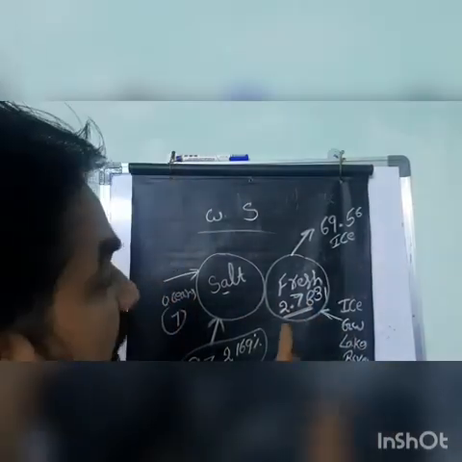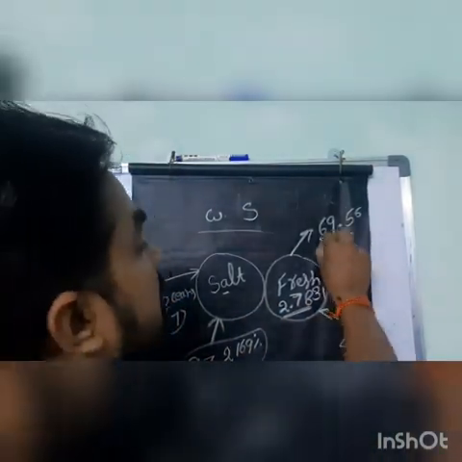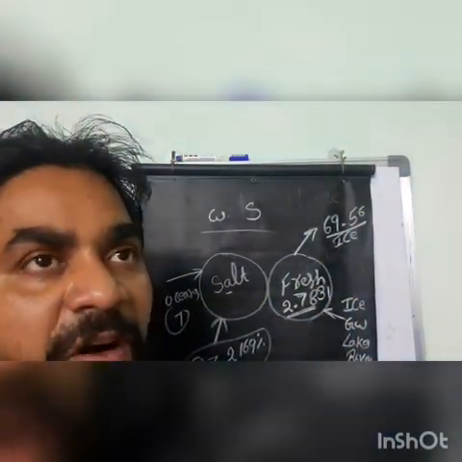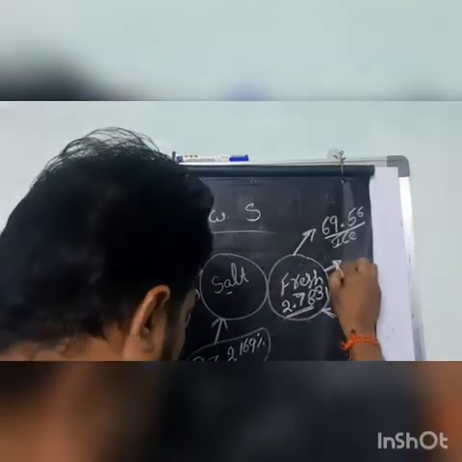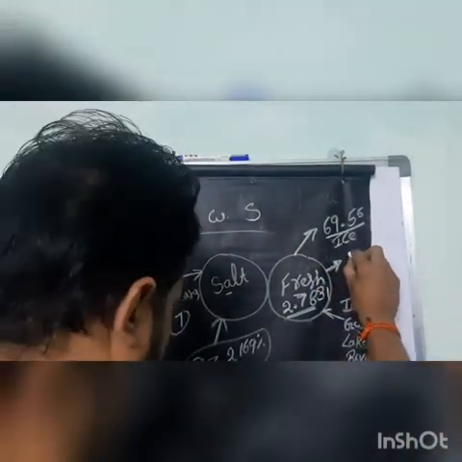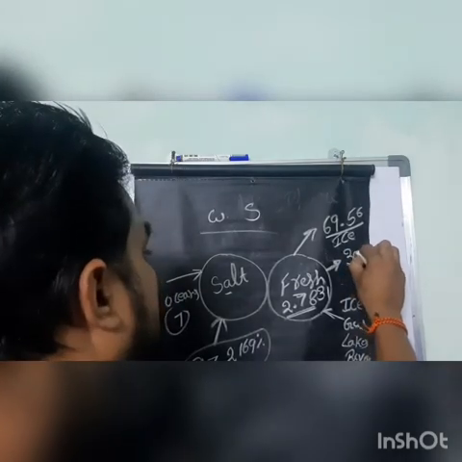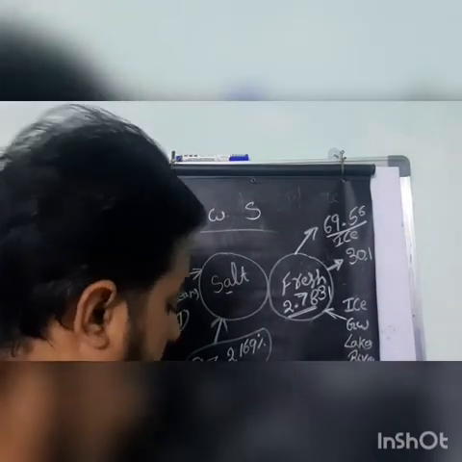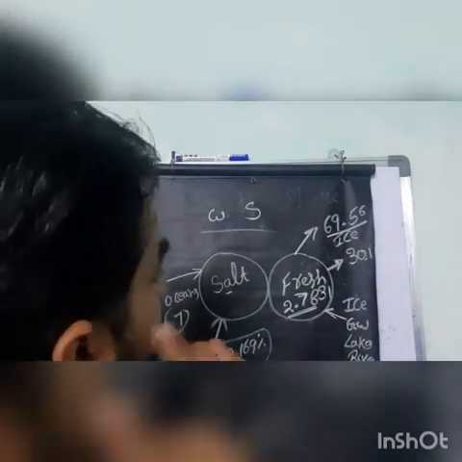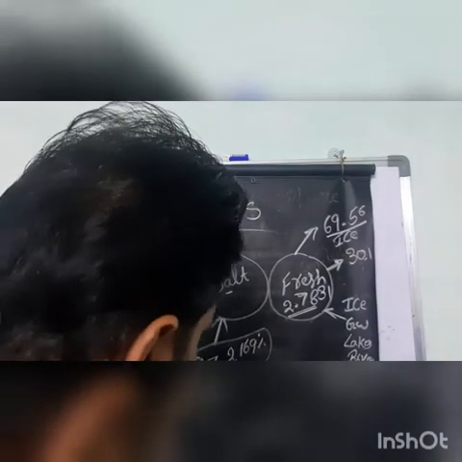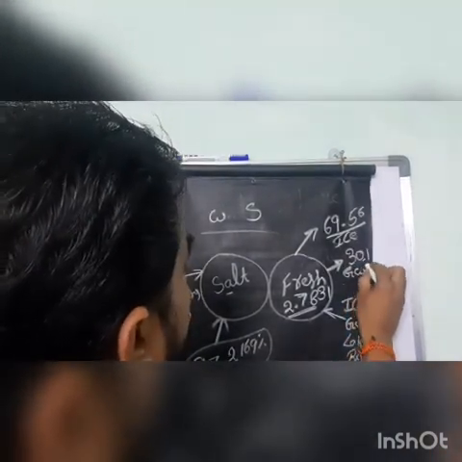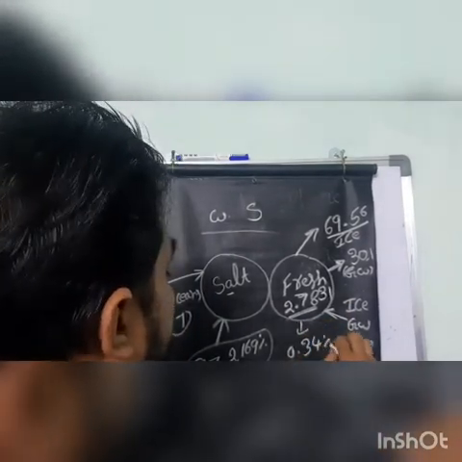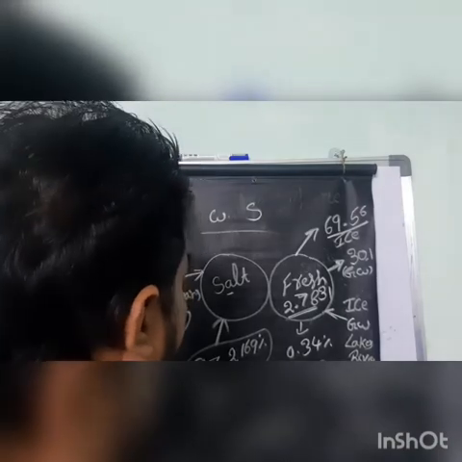In the fresh water, 69.56% is found in the form of ice. And 30.1% is found in the groundwater. Only 0.34% is found in the form of rivers and all the other things.